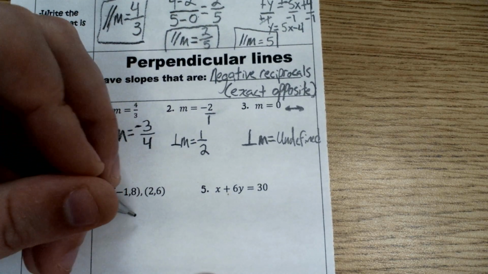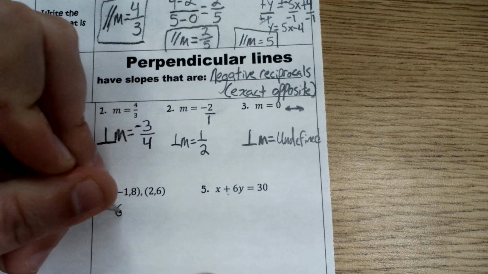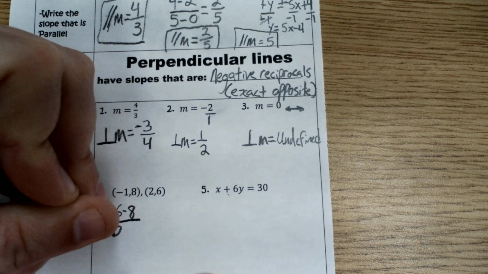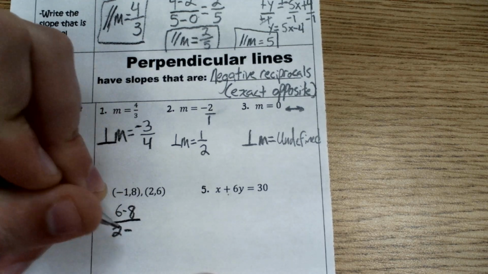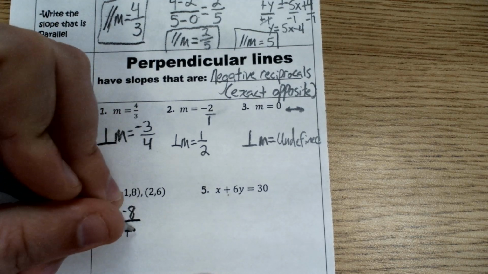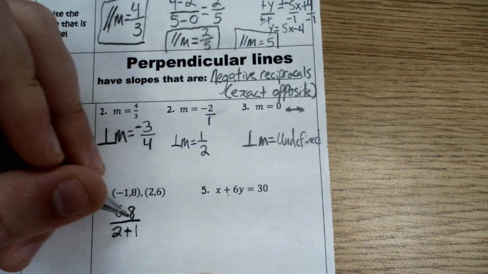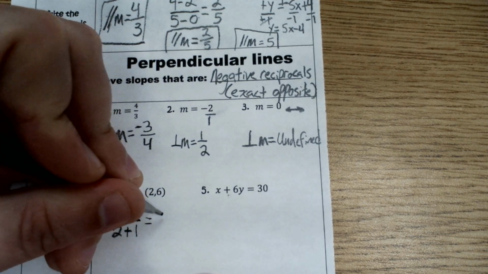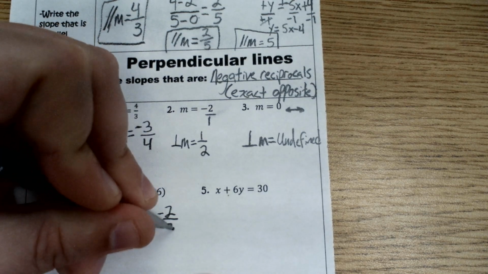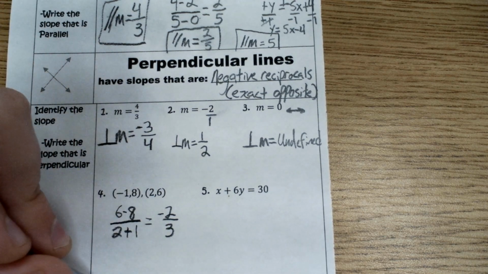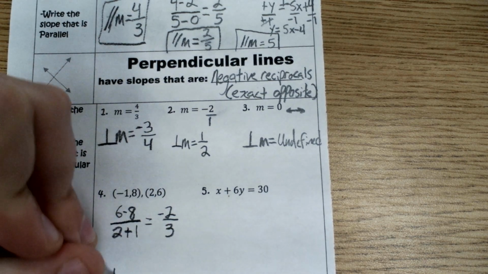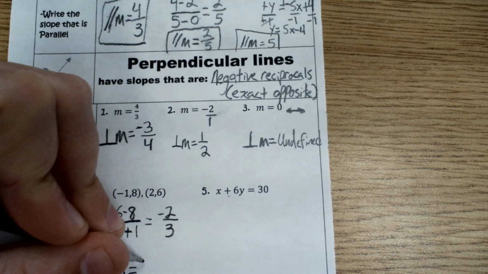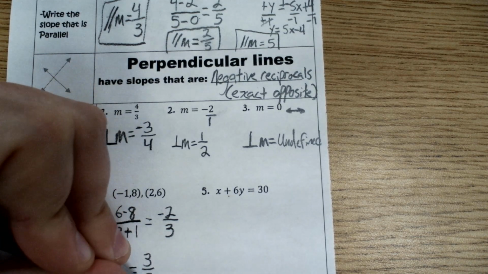All right, looking at a couple more. For number 4, we're going to use our slope formula. 6 minus 8 over 2 minus a negative 1, which changes it to plus. So 6 minus 8 would give me negative 2. So negative 2 over 3, which means my perpendicular slope, I'm going to flip it and change the sign. So positive 3 over 2.